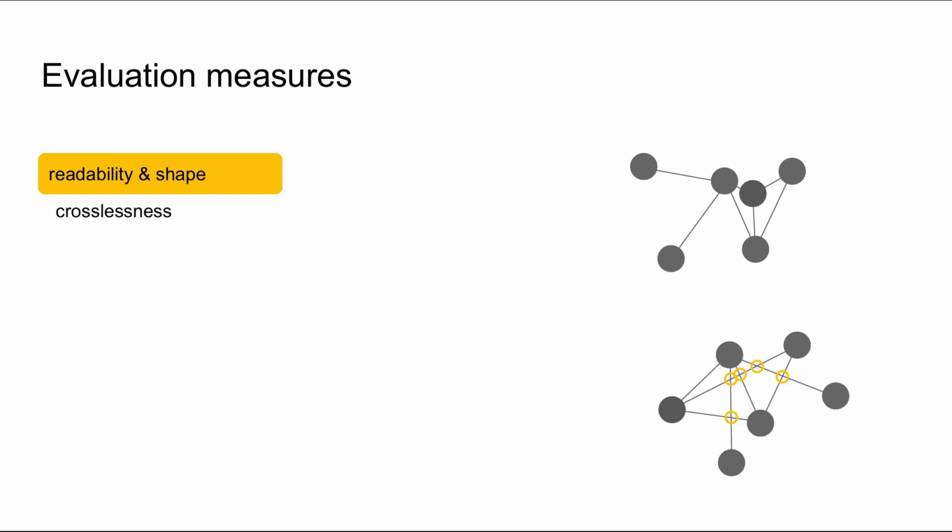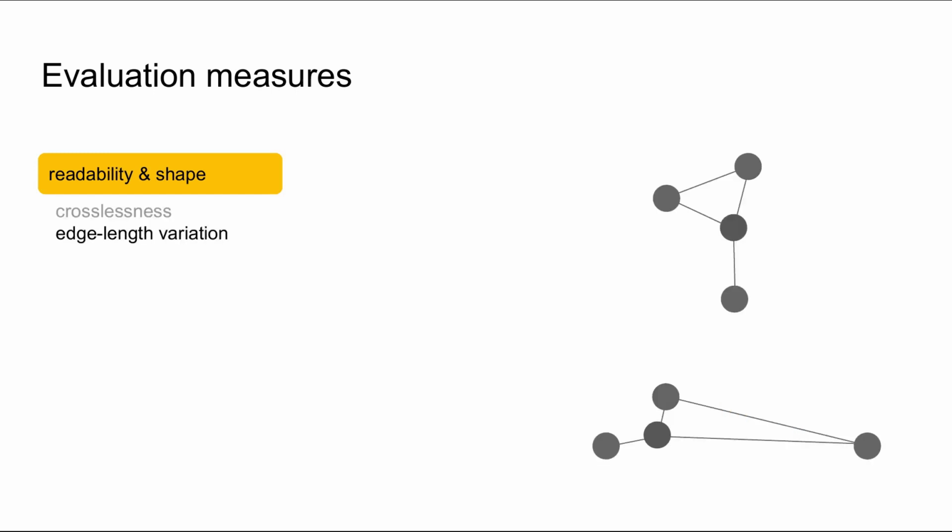To evaluate the embeddings, we used measures that are commonly used in the community. Readability of the visualization can be assessed using crosslessness, which is defined as the number of edge crossings divided by an estimate of the possible number of crossings. Another measure is the variation of edge lengths. Here, for example, is one layout where all edges have the same length and one with varying edge lengths.